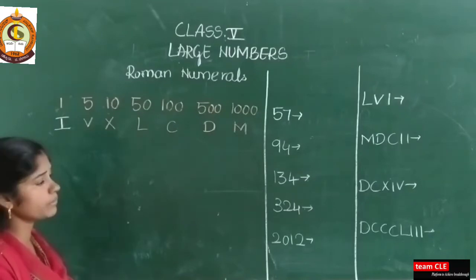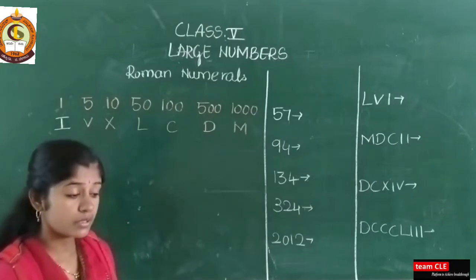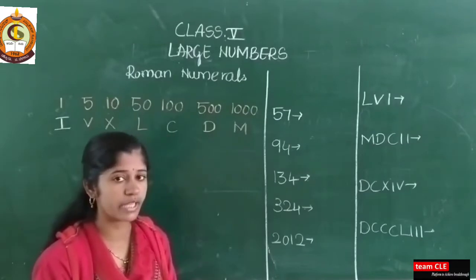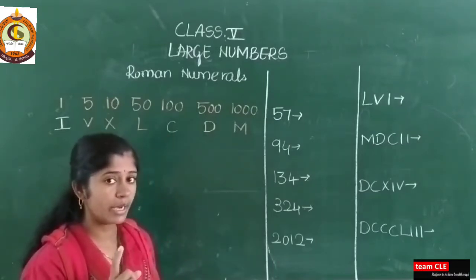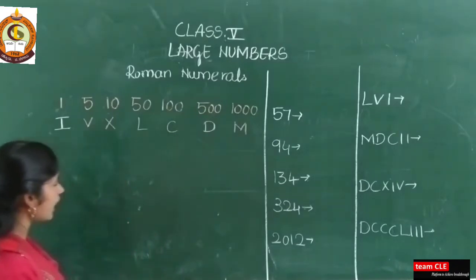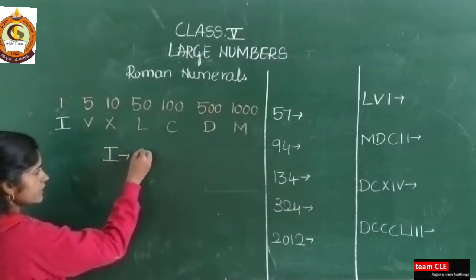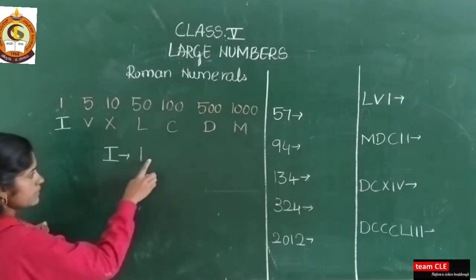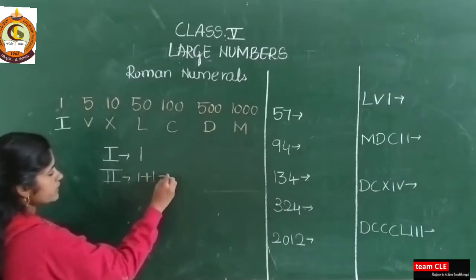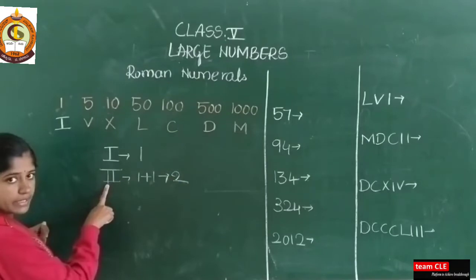Then while writing the numbers, you have to know the 3 rules: rule of repetition, rule of addition and rule of subtraction. So that should be in your mind. So let us start to write the Roman numerals. Here I means 1. Then 1 plus 1, how much is it? 2. We represent 2 like this.